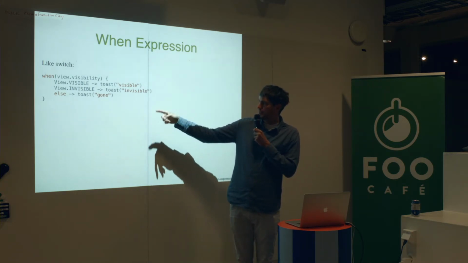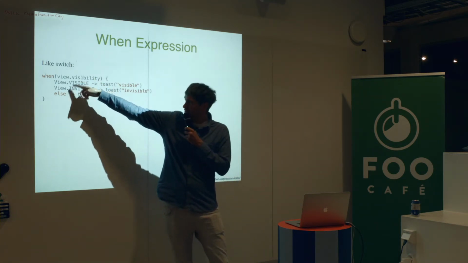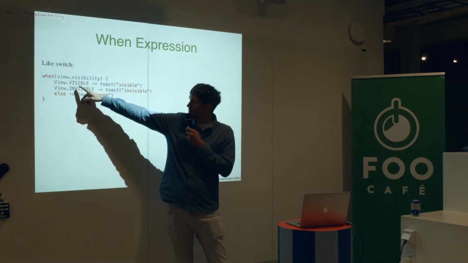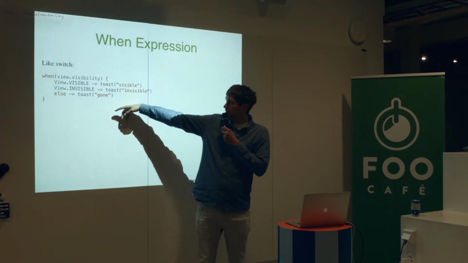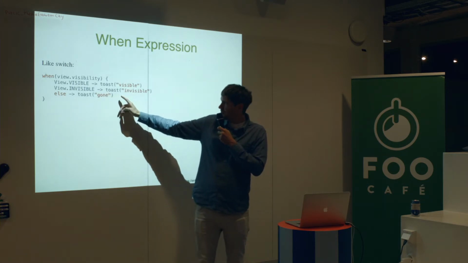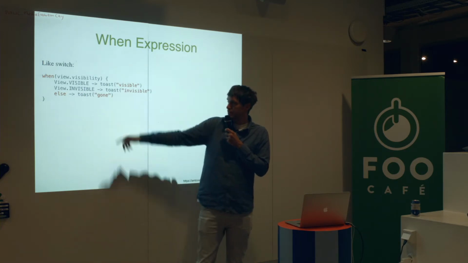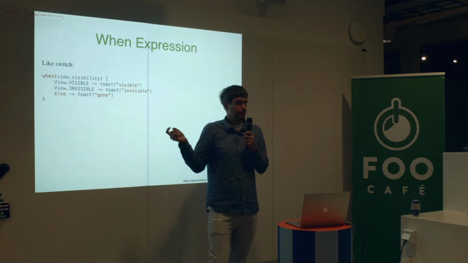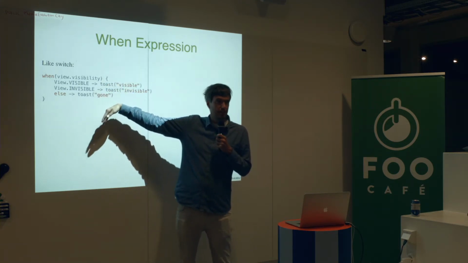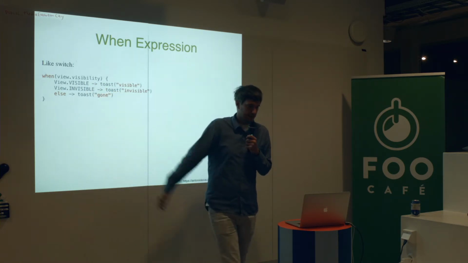This is essentially like a switch in Java, so you just pass in some parameter to when, and then you check that if the view here is visible, this is probably Android, I suppose, then we return a toast that says visible. If it's invisible, we return a toast with invisible, and if none of these two match, we'll just return this instead. So there's a difference with the switch statement in Java, where remember we have to put the break all over the place. Here it just stops, and the first expression is matched, which is good.